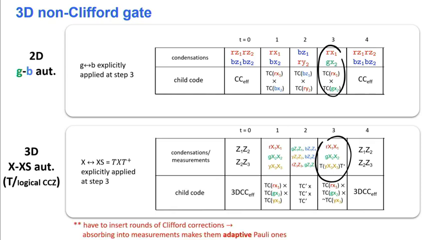There is one more caveat: for this to work, we actually need to perform active error correction before doing this. So we have to run a classical decoder, pretend that we are performing error correction, then insert those rounds as Clifford corrections, and these can be absorbed into measurements again, making them adaptive Pauli measurements before we actually conjugate anything by T. So we just conjugate the measurement sequence, and this two-qubit measurement sequence gives us a non-Clifford gate. In this case, it would be a CCZ.